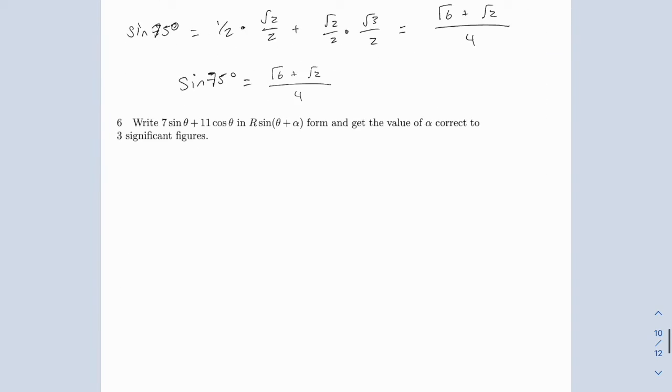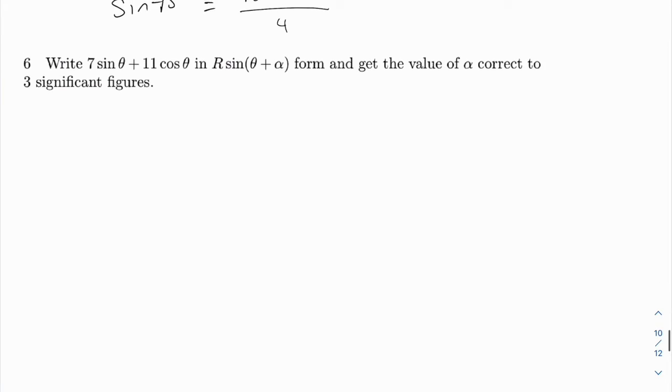Okay, now number 6. Write 7 sine theta plus 11 cos theta in the form r sine theta plus alpha, and get alpha correct to 3 significant figures. So what are we going to do here? Well, let's think about it.